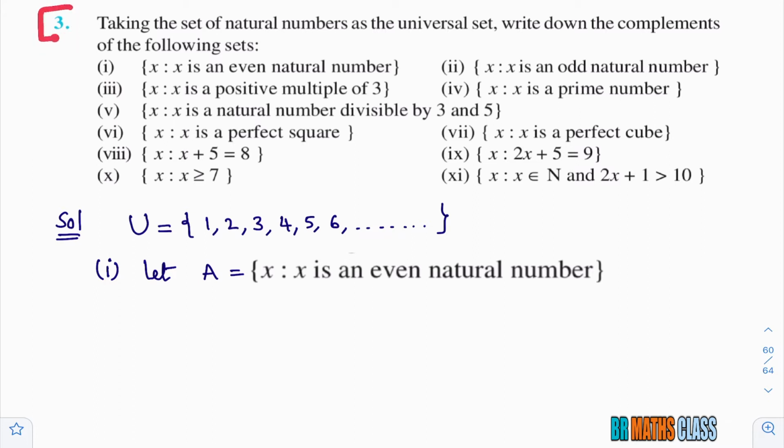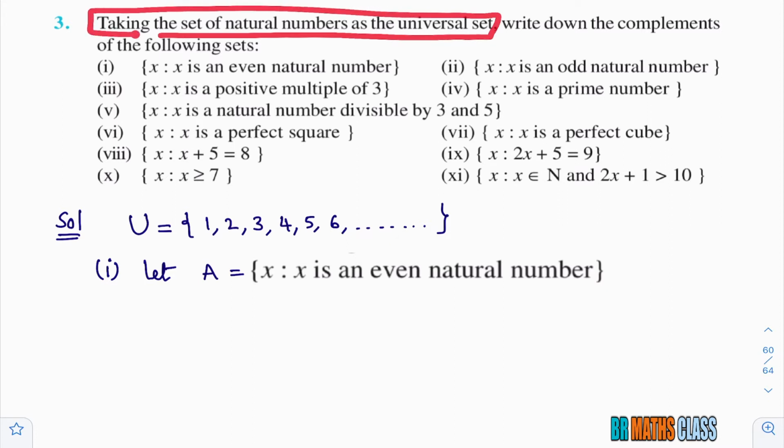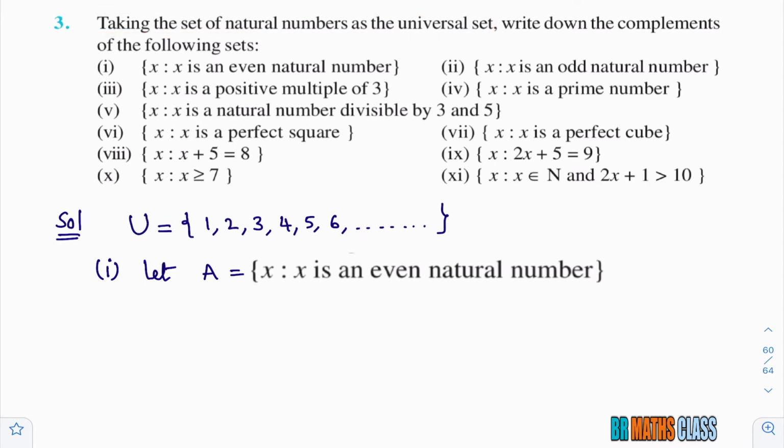Actually, if you know the definition of a complement of a set, if you have a grip on what they are exactly trying to say in the complement of a set, this is easy only. You observe this question. Taking the set of natural numbers as universal set. Here, what is the universal set? The set of all natural numbers. You look here, I wrote natural numbers here: 1, 2, 3, 4, 5, 6 like that.